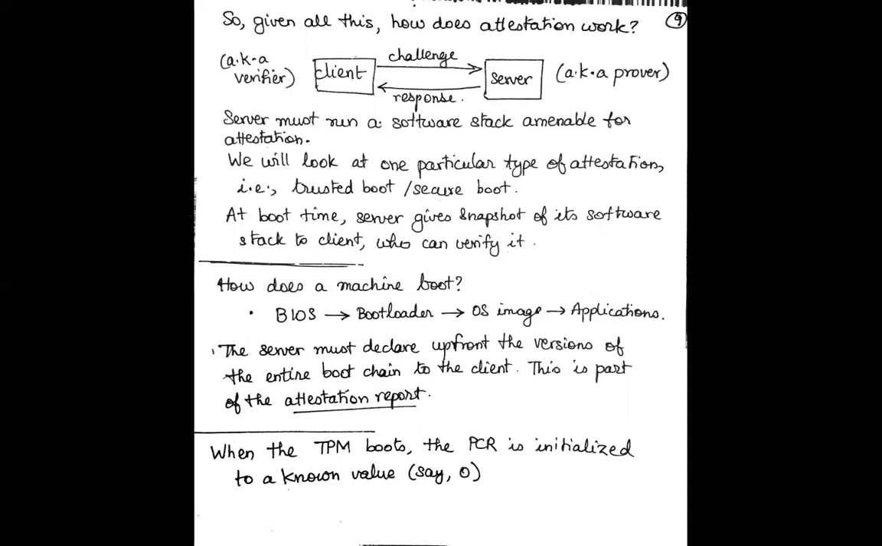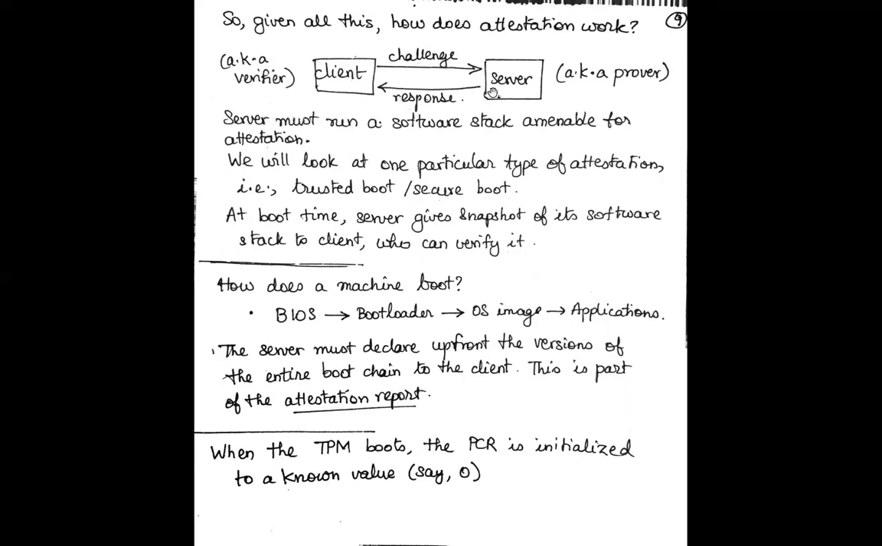Okay, so given all this machinery, how does attestation work? So our setup is going to be the one that we spoke about in the first slide, which is that there's going to be a server and a client. The client is going to challenge the server to prove its claim that it's running some software stack, and the server responds. Okay, the server is going to be called the prover, and the client is going to be called the verifier.